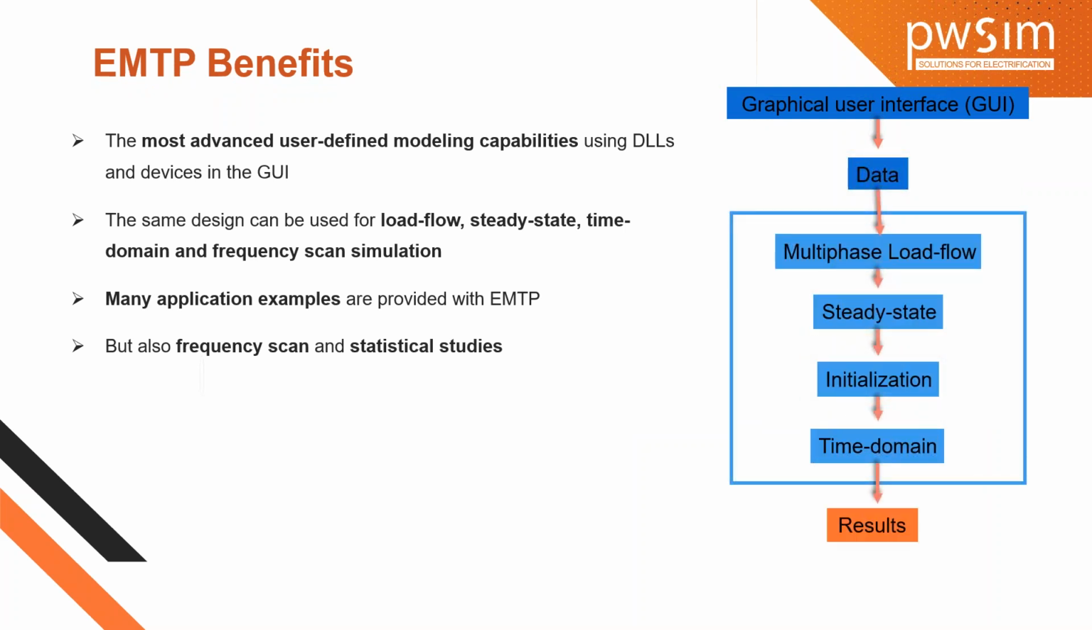This is the complete flowchart of EMTP software. Here you can model in the graphical user interface. In the graphical user interface, you can model your simulation model and perform the different scenarios here. After that, we can enter the parameters as data in each and every component. Here you can see the rectangular box with the different analyses. You can perform any of the analyses here. You can perform load flow, steady state, or time domain.